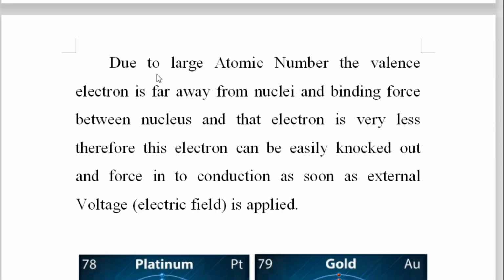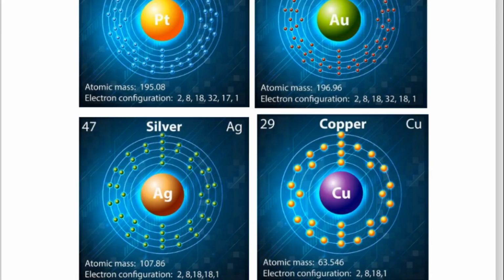And here, due to large atomic number, the valence electron is far away from the nucleus, and the binding force between the nucleus and that electron is very less. Therefore, this electron can be easily knocked out and forced into conduction as soon as an external voltage, that is an electric field, is applied. And this is all about metals.